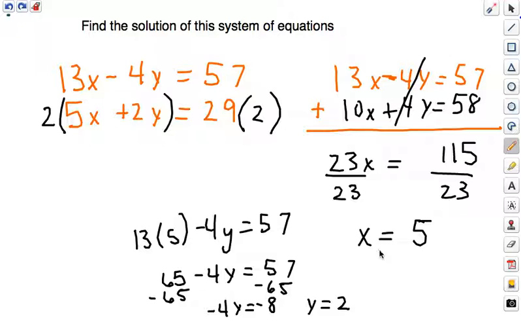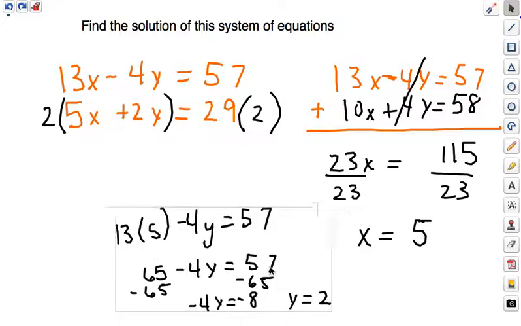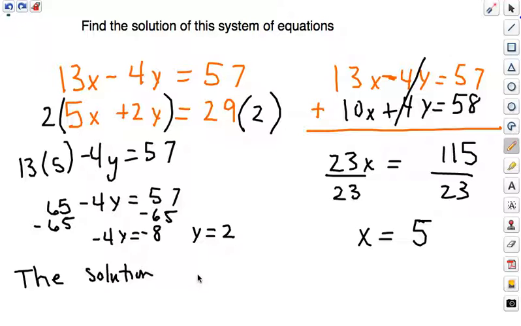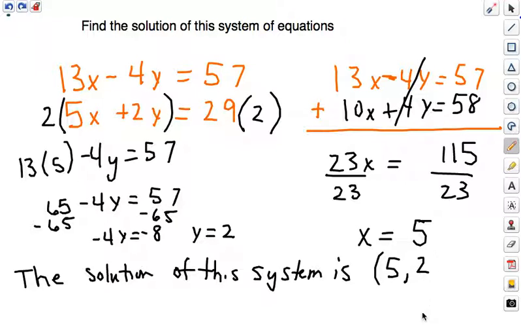And we can write this out. Just going to move this a little bit so there's some space to write. The solution of this system is 5, 2. Okay, 5, 2. We found our x, and then we found our y.